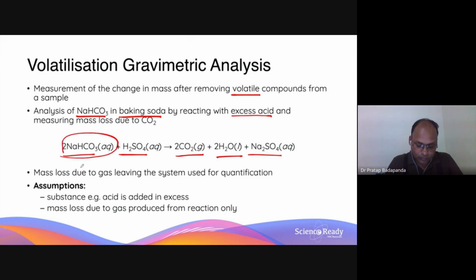While performing this type of analysis, we are again assuming the substance we are adding to produce the gas is in excess. This is often tricky to ascertain as we do not know the amount of the analyte in the sample. Furthermore, the second assumption is that the mass change is only due to the gas produced from the reaction. Sometimes there may be more than one gas produced, or the gas may be produced from an unaccounted chemical reaction.